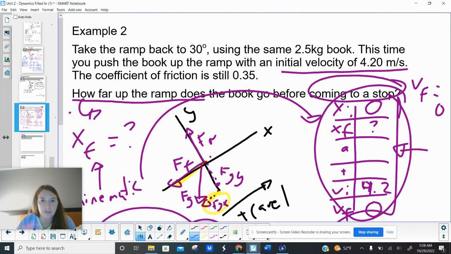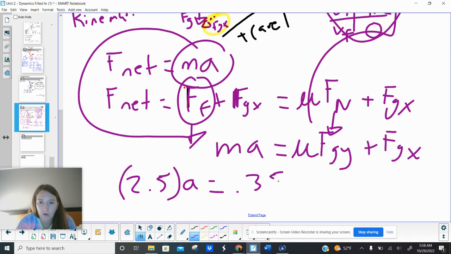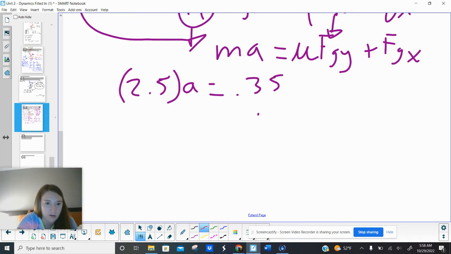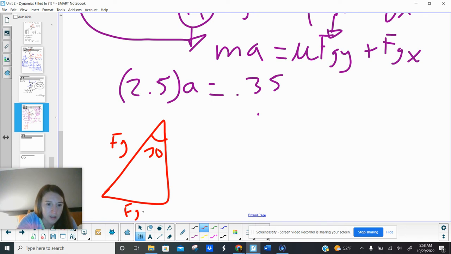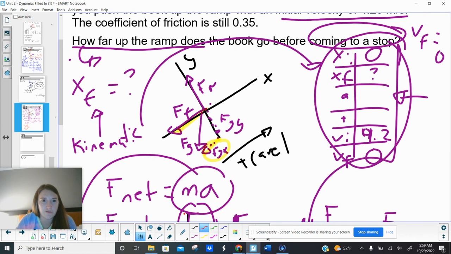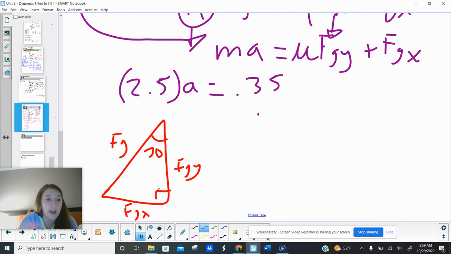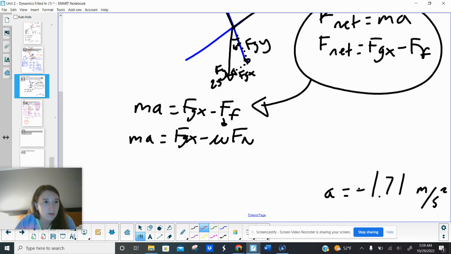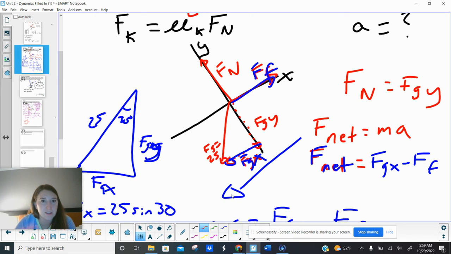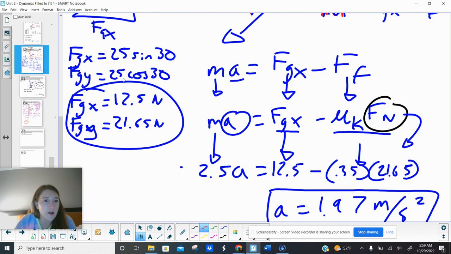Okay, mu is 0.35. And I'm going to go over here actually and get my FGX and FGY. So here is FG. This is 30. Here is FGX, FGY. For FG, I should have 25. Yeah, it's the same 25 here. Now, you guys already have FGX and FGY. I forgot from a different problem, so I can look those up real quick here. It's the same as this guy, right? Okay, so FGX is 12.5 and then 21.65.